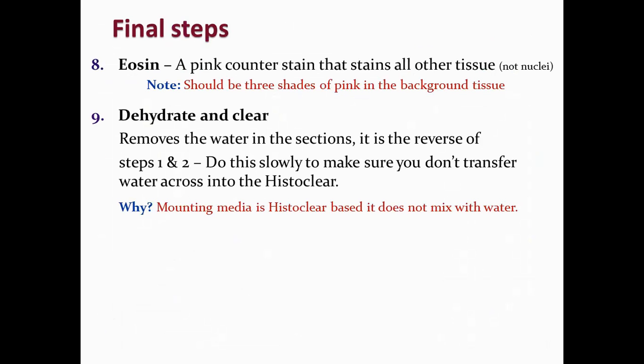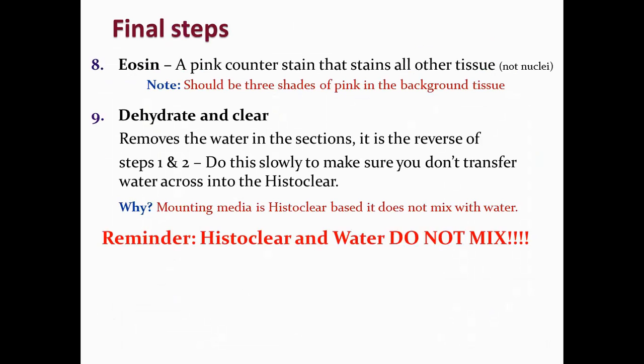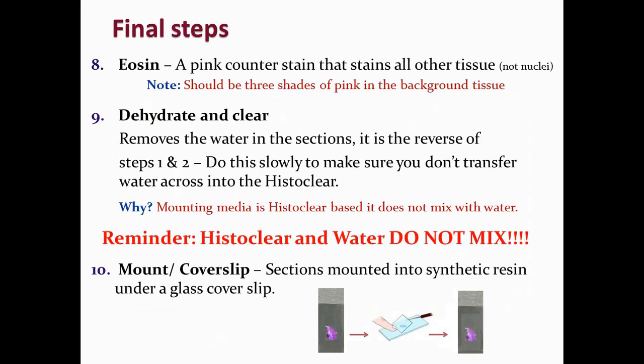So this is very similar to what we did in tissue processing. We first remove the water with graded alcohol and then place the sections in HistoClear to remove the excess alcohol. We do this because the mounting media or glue that we'll be using to stick the cover slip on is HistoClear based, which means it doesn't mix with water. Always remember that HistoClear and water do not mix. We can't say it enough. Make sure that HistoClear and water or reagents containing them are not sitting next to each other in your staining set. The final step is to mount or cover slip.